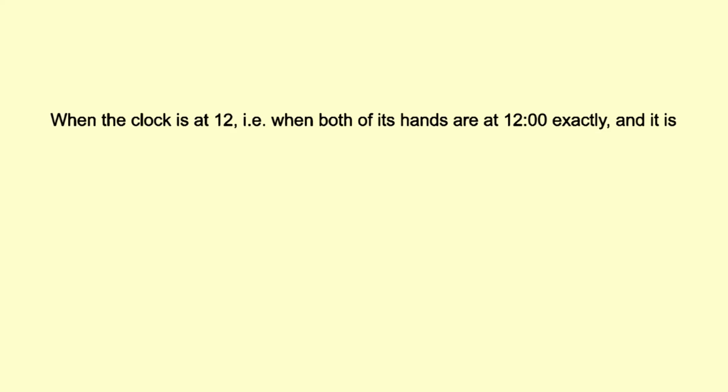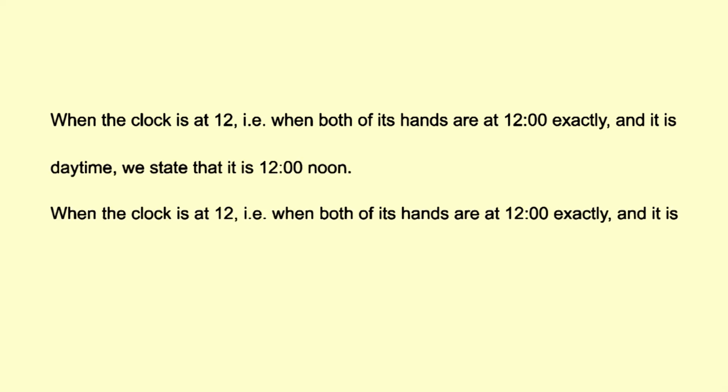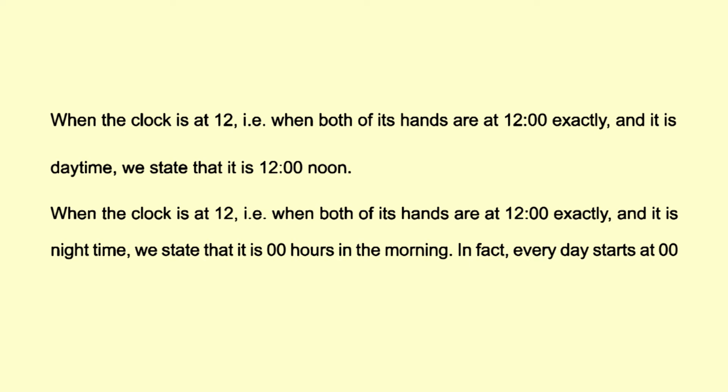When the clock is at 12, that is, when both of its hands are at 12 exactly, and it is daytime, we state that it is 12 noon. When the clock is at 12, that is, when both of its hands are at 12 exactly and it is night time, we state that it is 0 hours in the morning. In fact, every day starts at 0 hours in the morning.